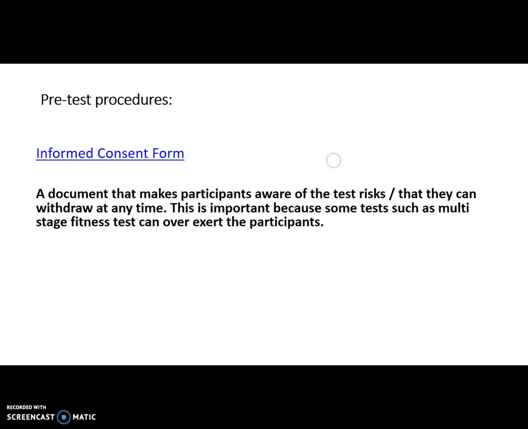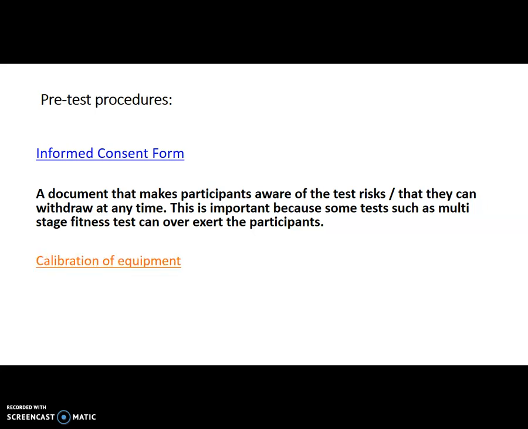Okay, so before the tests are actually conducted, we need an informed consent form. An informed consent form is basically a document that makes participants aware of the test risks. For example, the multi-stage fitness test can overexert the participants, so they need to be aware of that. So it's just a document that tells them they're aware of the risks, and they get to sign it, and they can withdraw at any time.